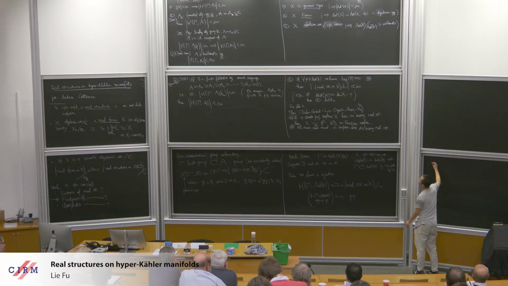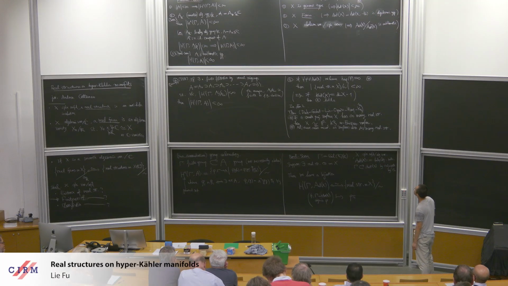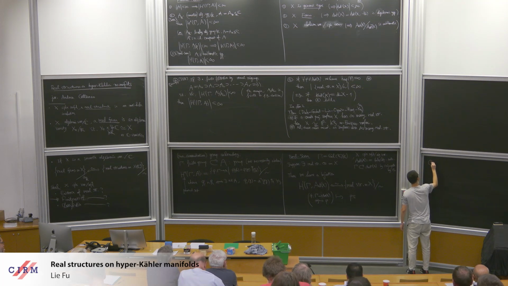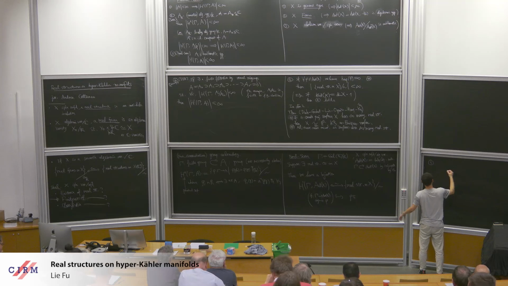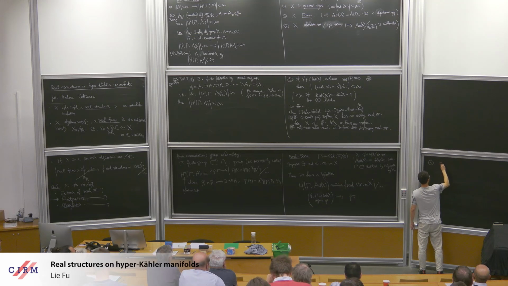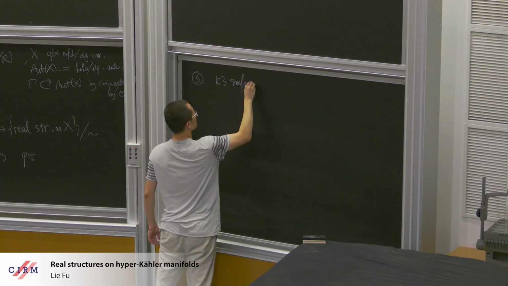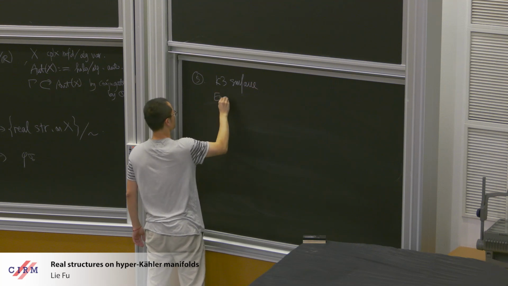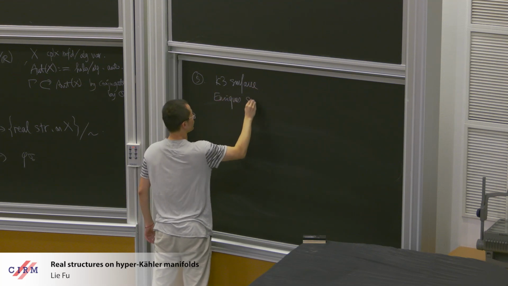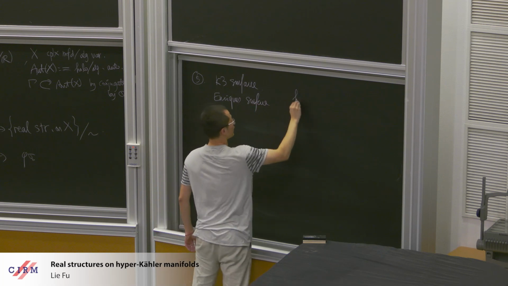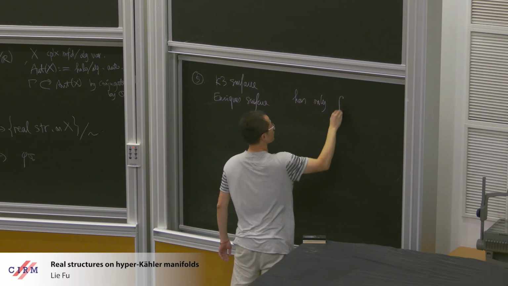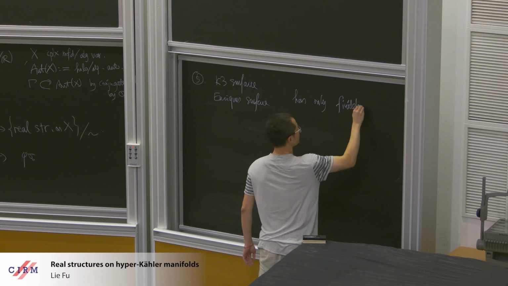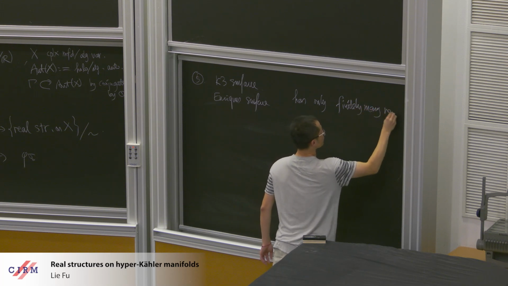So the K3 surface and Enriques surface has only finitely many real structures.